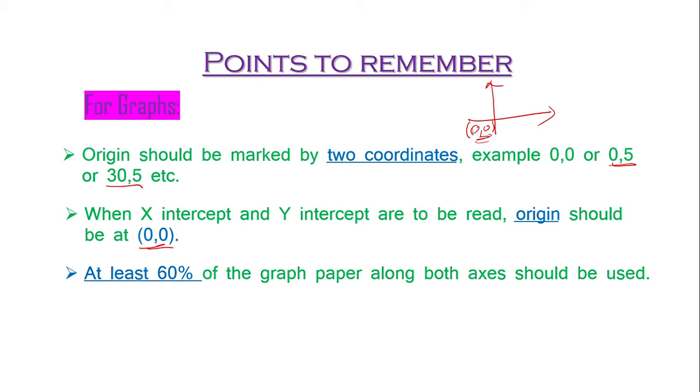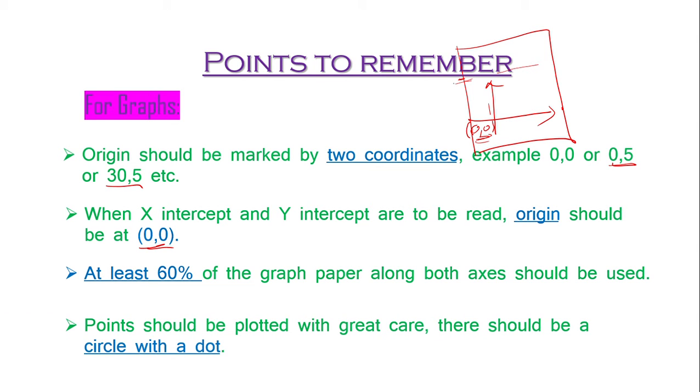Third, at least 60% of the graph page along both axes should be used. So if this is your page, for example, at least 60% should be used from both sides. Whenever you're plotting the graph, it should cover 60% of the page. Try to make it as large as possible, maybe more than 60%, but in your exams, what the observer will see is that it is at least 60%. Whoever is coming for examination purposes will examine whether it is 60% or not.